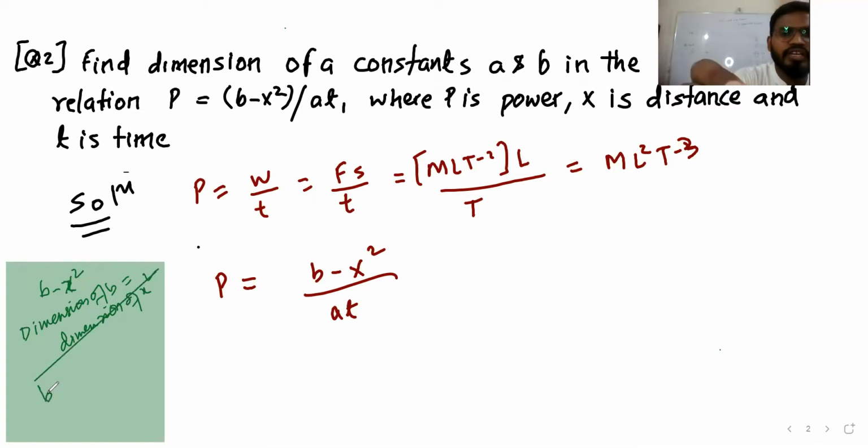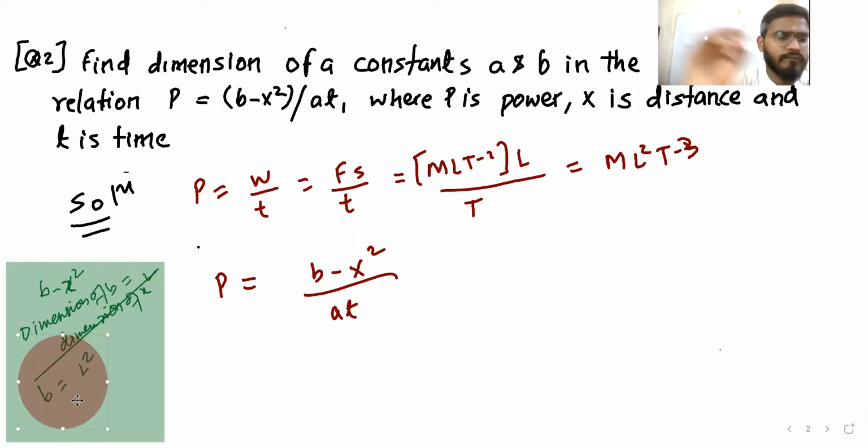Okay, so B is what here? x is distance. Distance dimension is L square. So finished. We got the dimension of B. That's it. B is equal to L square.